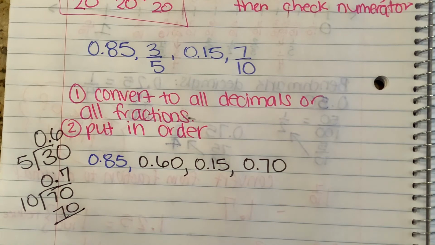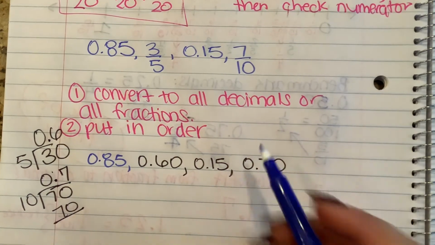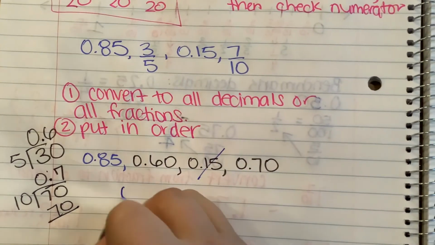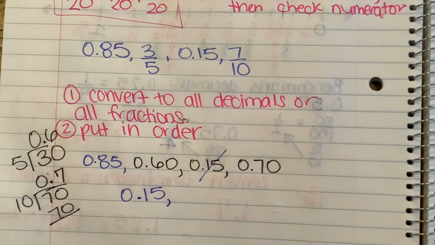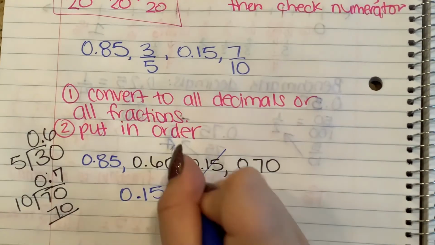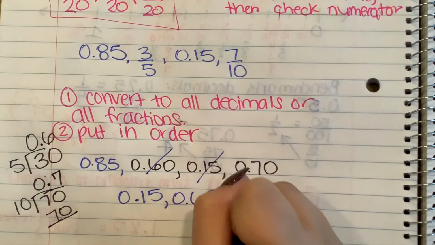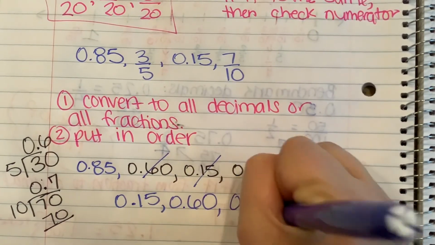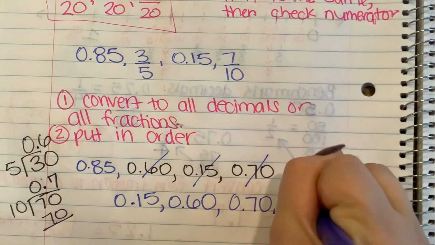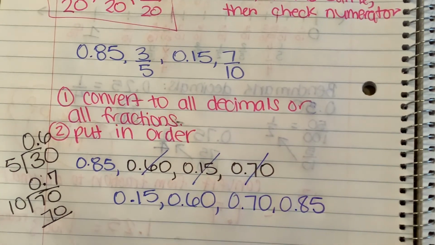So now I need to order them from least to greatest. So here I go. The smallest one is going to be 15 hundredths. Then I have 60 hundredths. Then I have 70 hundredths. And then I have 85 hundredths.